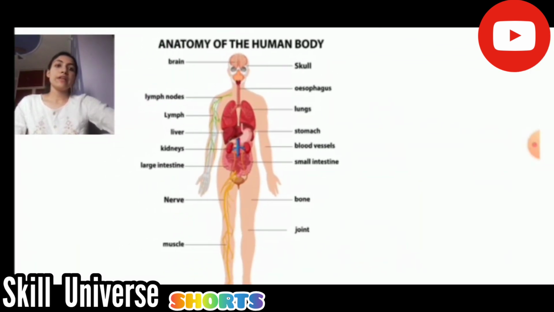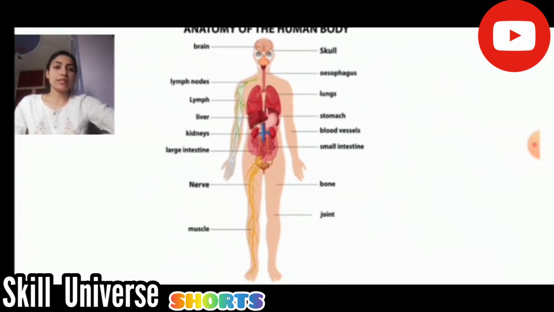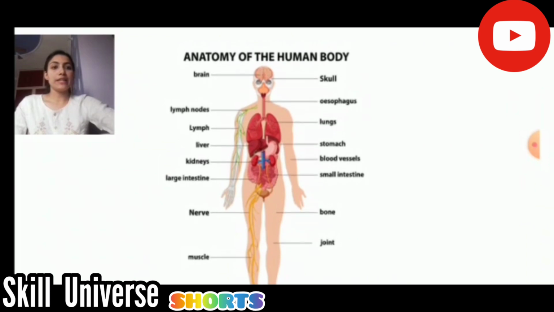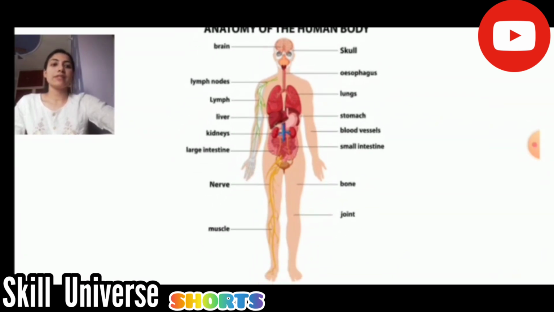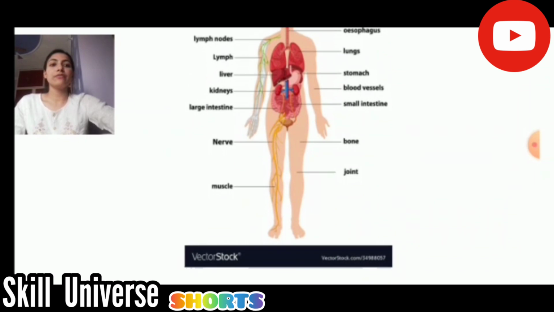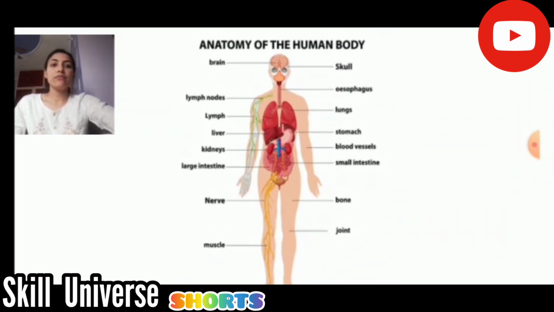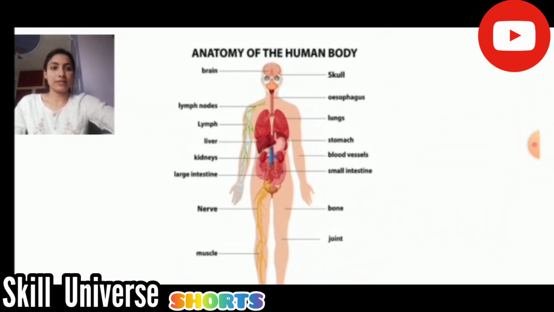Okay, now we are able to see this diagram on this slide. It is a diagram of human anatomy. This structure consists of skull, esophagus, lungs, stomach, blood vessels, bones, joints, nerves, large intestine, lymph nodes, limbs, etc.